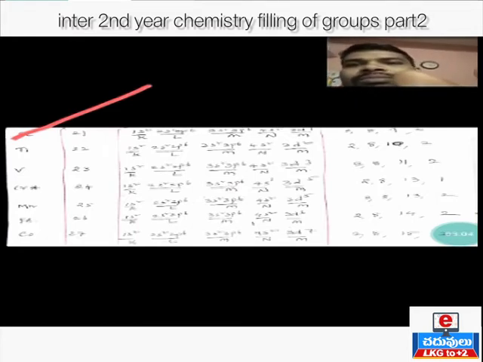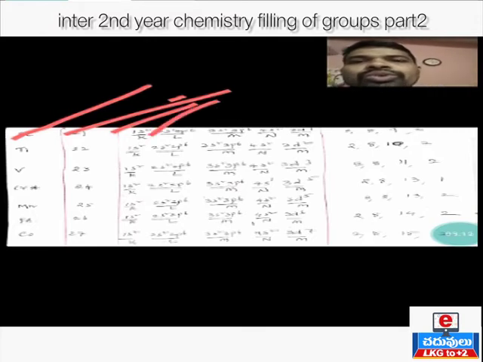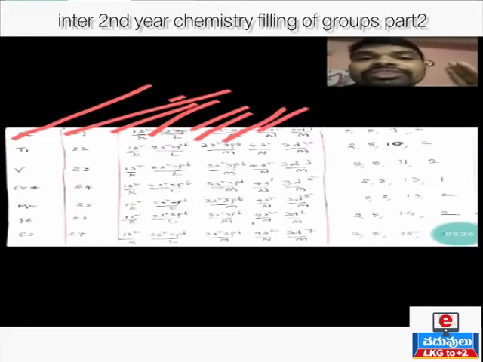The atomic number of scandium is 21. It contains 21 electrons. Now let us write the configuration. 1s2, 2s2, 2p6, 3s2, 3p6. After 3p, remember that, which orbital will come? 4s will come. After 3s, 3p, 4s will come. 4s2, and after 4s, 3d will come.